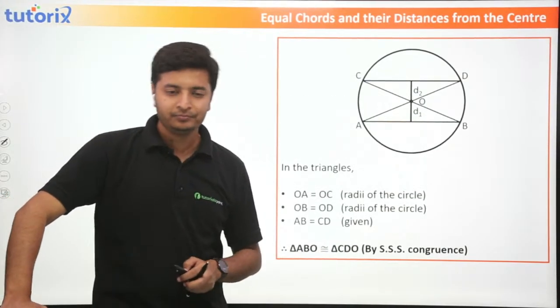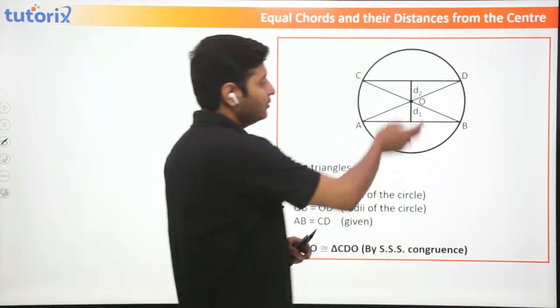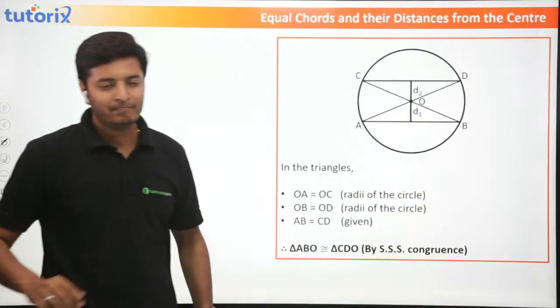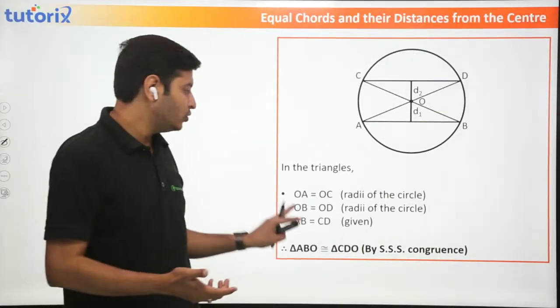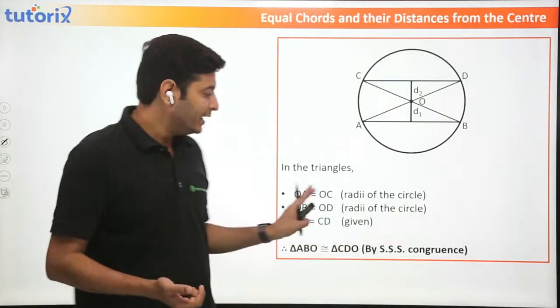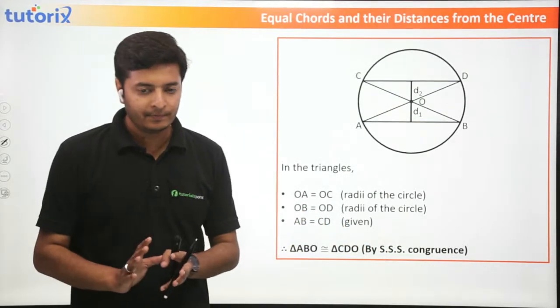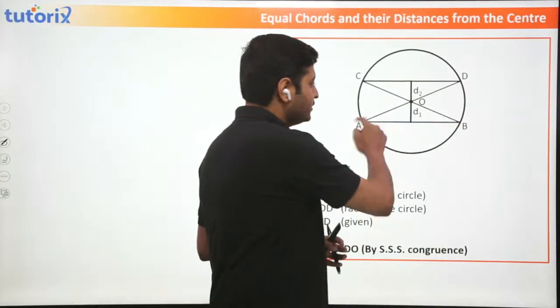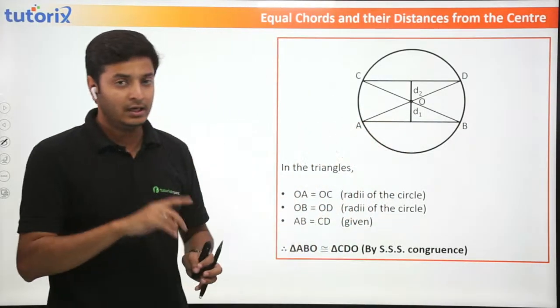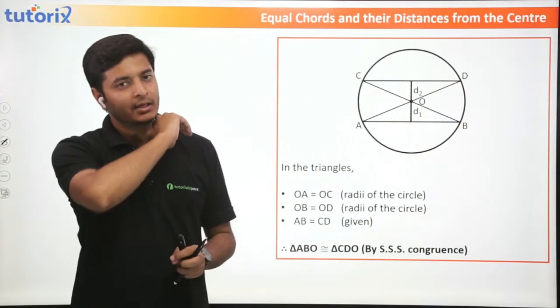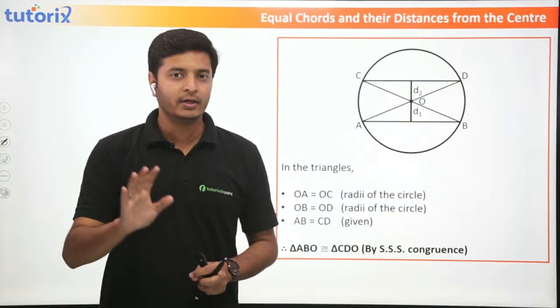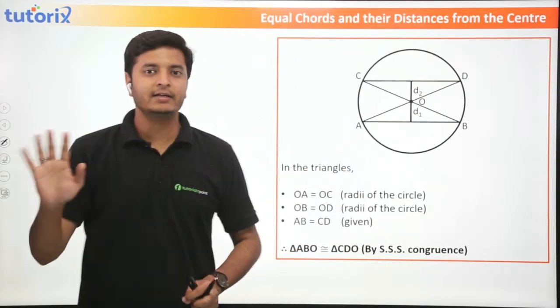Now, in these two triangles, OCD and OAB, we can see that OA is equal to OC, radii of the circle, OB is equal to OD, radii of the circle, AB is equal to CD, the given part. So all three sides of triangle OAB are equal to all three corresponding sides of OCD. It means the two triangles are congruent by SSS congruence.